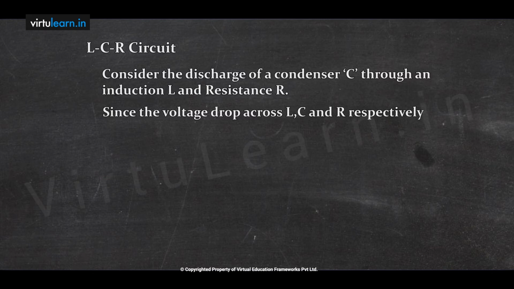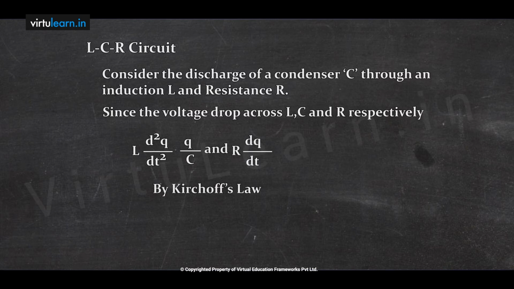Let the voltage drops across L, C and R be as follows. Using these letters, we frame a differential equation: L d square q by dt square is the voltage drop across the inductance L, q by C is the voltage drop across the capacitor, and R dq by dt is the drop across the resistance. According to Kirchhoff's law, we add all those voltage drops. Then L d square q by dt square plus R dq by dt plus q by C equals 0.